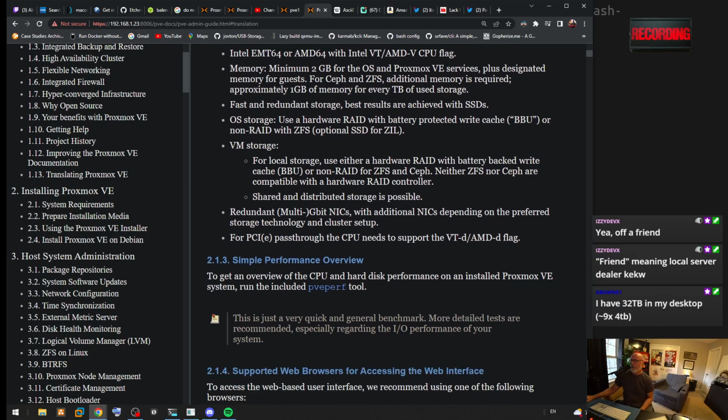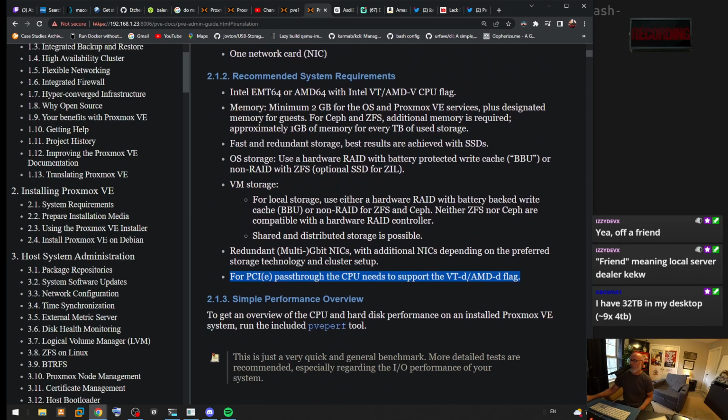Nice. So redundant multi-gig NICs with additional NICs depending on the preferred storage technology and cluster setup. That's coming with my server, so I don't have to worry about that. For PCIe pass-through, the CPU needs to support the VT-d or AMD-Vi flag. I hope that my system supports that, but I won't have proof of that until I do.